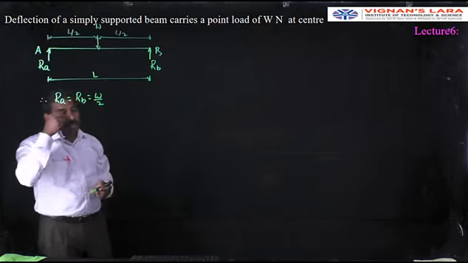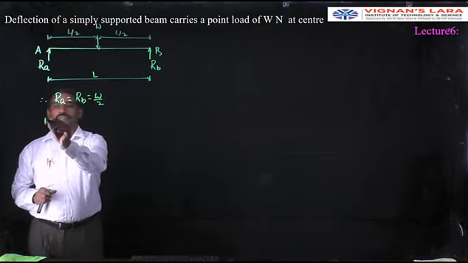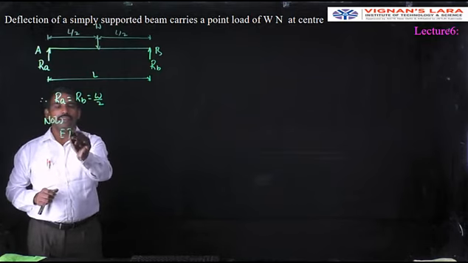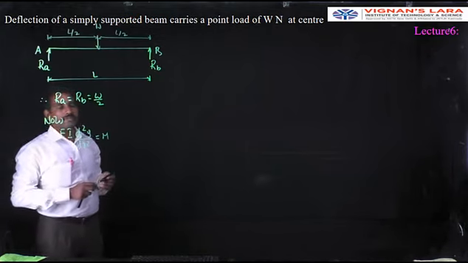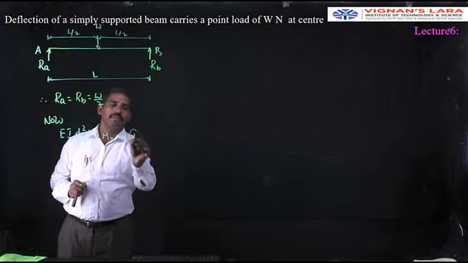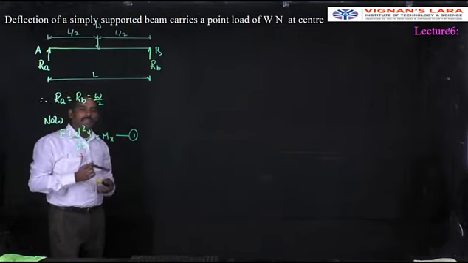Now, let us consider the deflection part. What about the deflection equation? As we know, EI into d square y by dx square is equal to M. This is called the moment equation. Simply this is Mx, equation number 1. Now, formulate the bending moment equation.